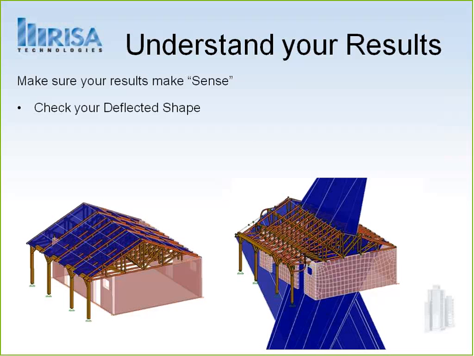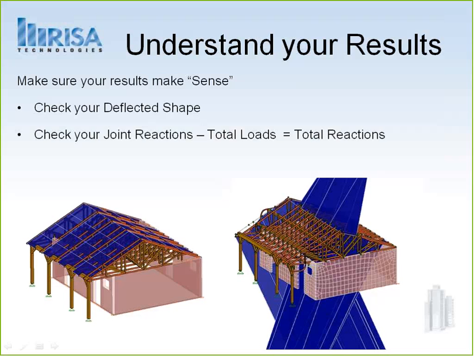And that can even help you pick up that you forgot to put a minus sign on your loading and you didn't realize it. So the other thing is just check your joint reactions. You should have total loads equal total reactions. And so you should have a rough idea of how much load you put on that model. When you look at the total joint reactions, are they close to what you thought? If they're not, things are not going where you thought they were, okay?